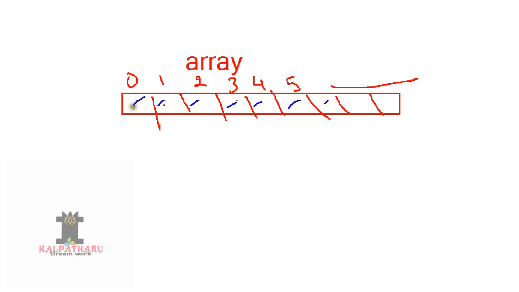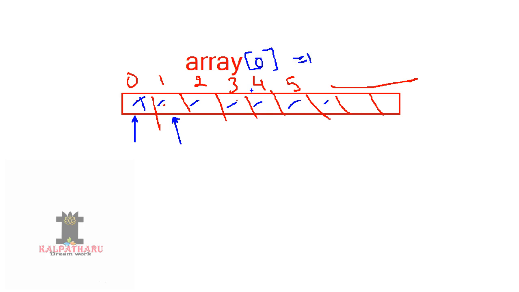That means array of 0 directly points here. Array of 0, array of 1 here, whatever the value may be. If the value is 1, then array of 0 is equal to 1. Similarly it goes on and gives all the values.